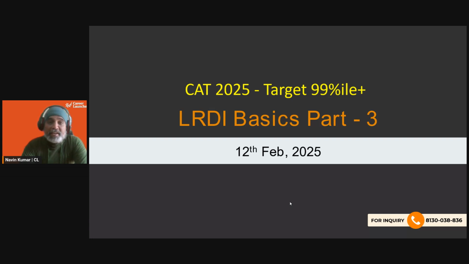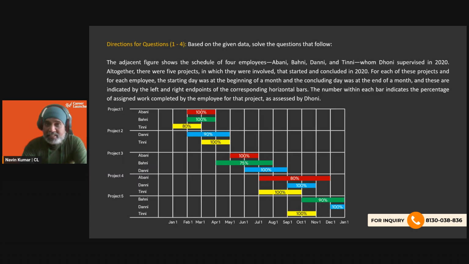We'll be looking at LRDI basics, and this is part 3 of this series. So, let's look at today's set. Today's set is basically a DI set, which is based on, you can call it scheduling or timeline or how project development happens.